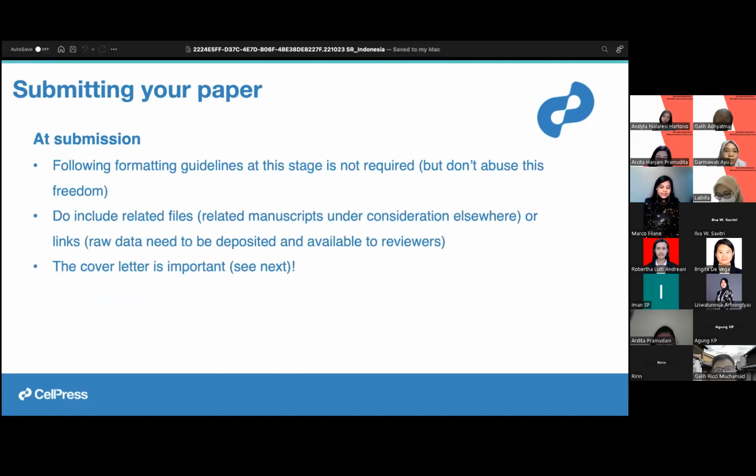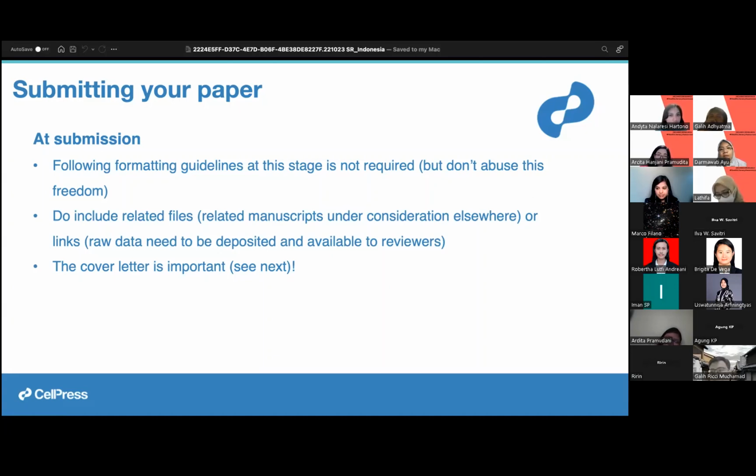Okay, so let's say you've either submitted a pre-submission inquiry and you got a positive response, or you know that your paper is a good fit for the topic of the journal. So you just decide to go ahead and submit. A couple of things to keep in mind when you're actually submitting the paper.